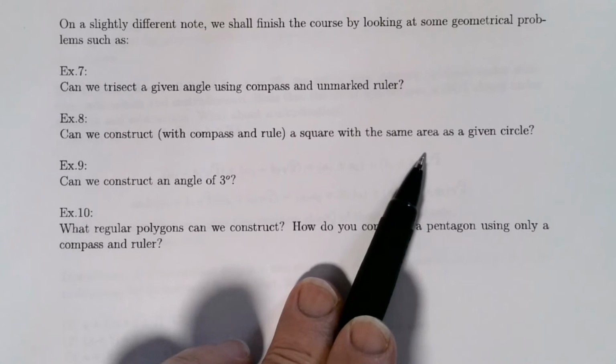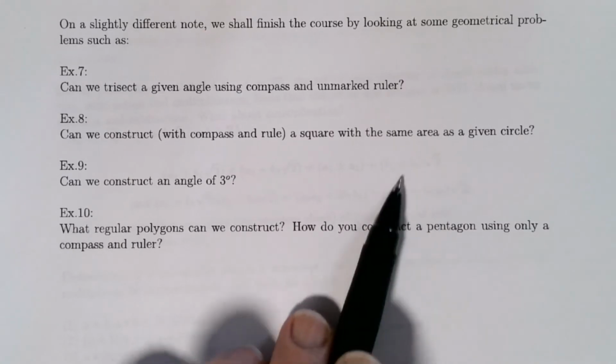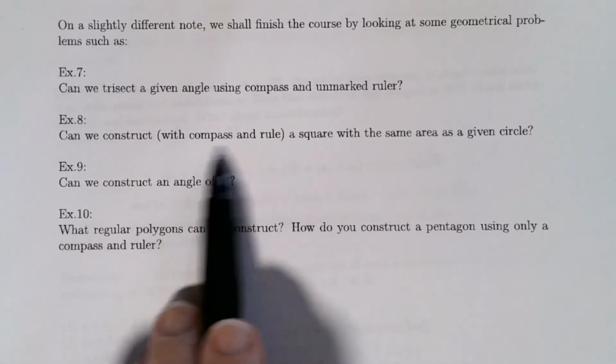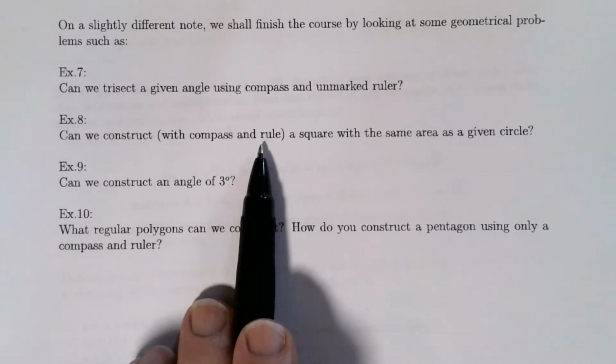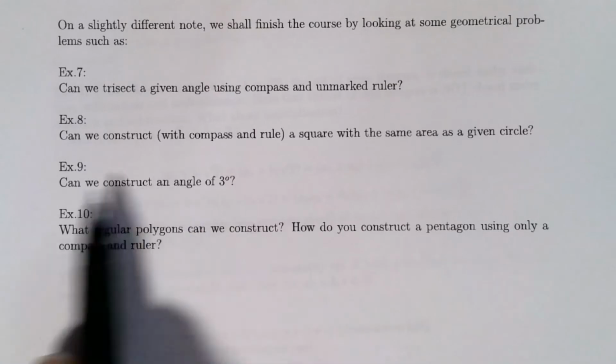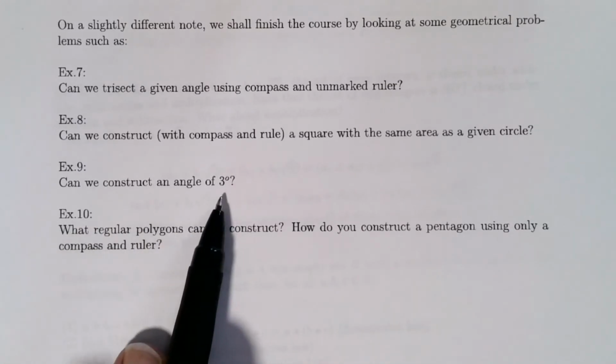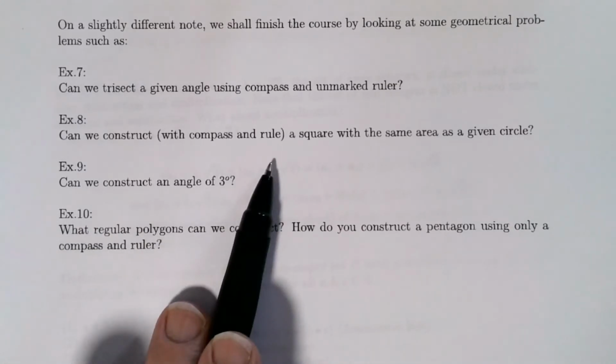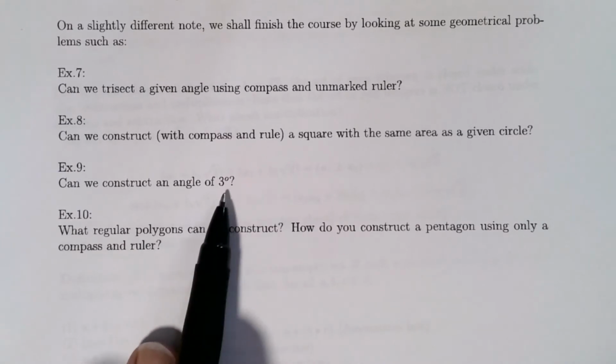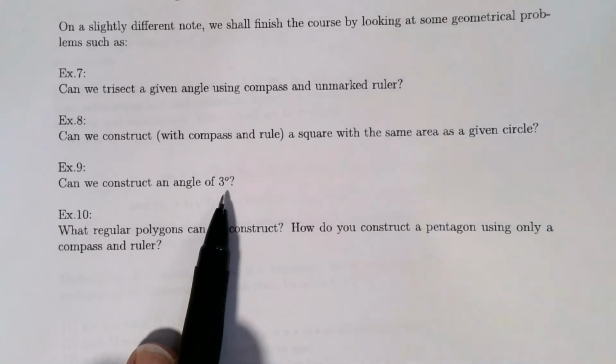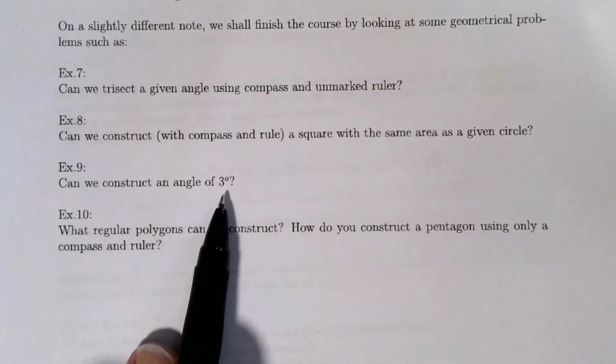So I draw a circle. Can I construct a square using only compass and rule with the same area? And you may know the answer to that is no. Can we construct an angle of 3 degrees using only compass and rule? Well, that's an interesting question. And we'll examine that particular question as well.